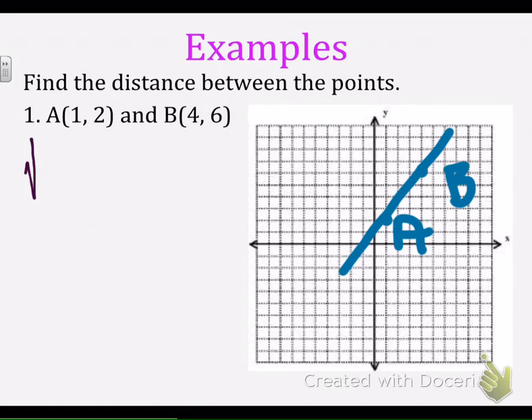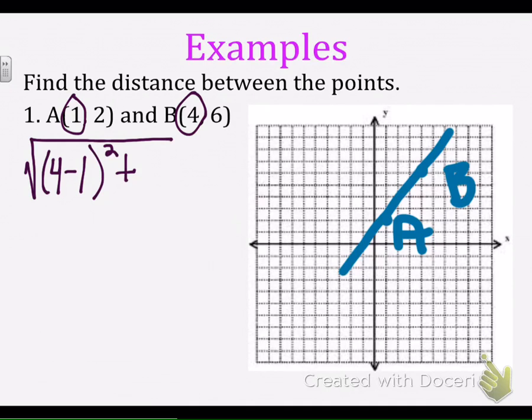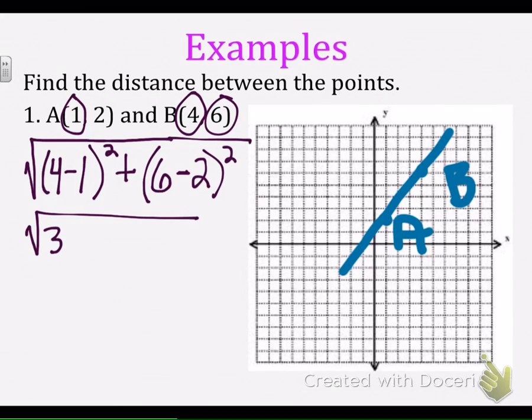Alright, so we're going to plug it in. So x2, 4, minus x1, so that's these numbers, squared, plus y2, which is 6, minus y1, which is 2, squared. Okay? So the square root, so 4 minus 1 is 3. 6 minus 2 is 4 squared.